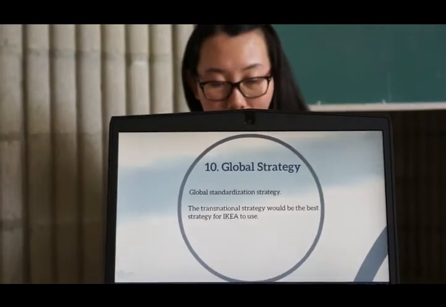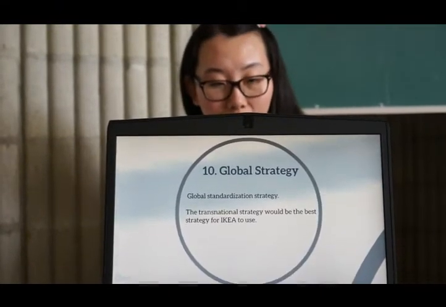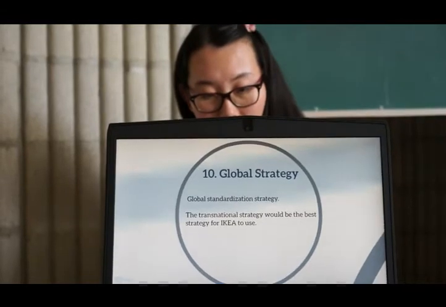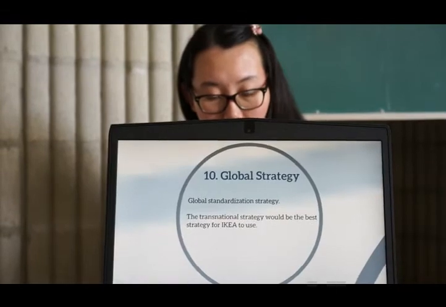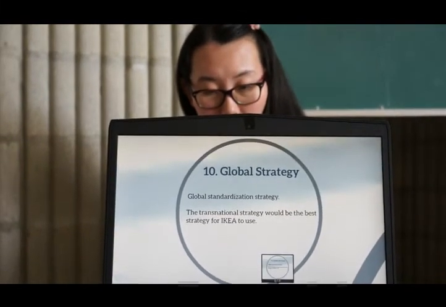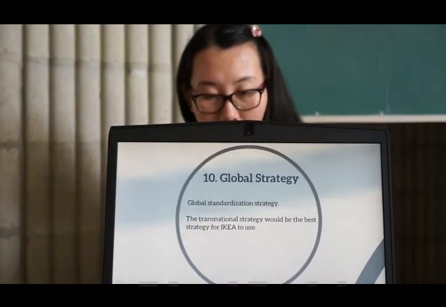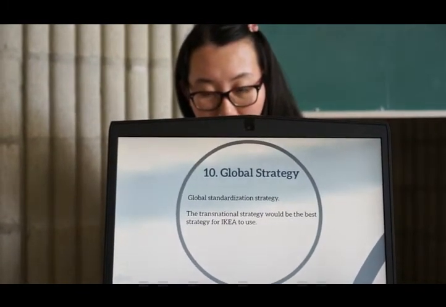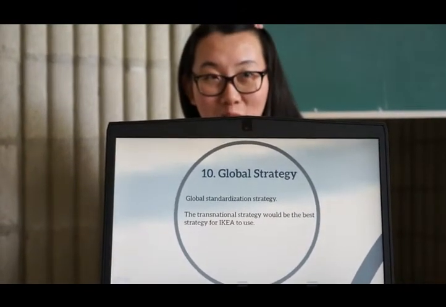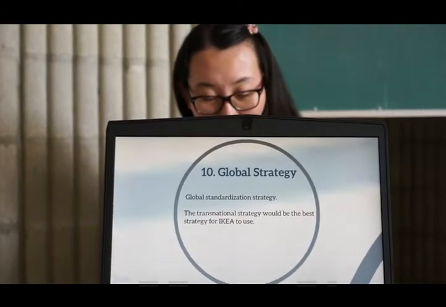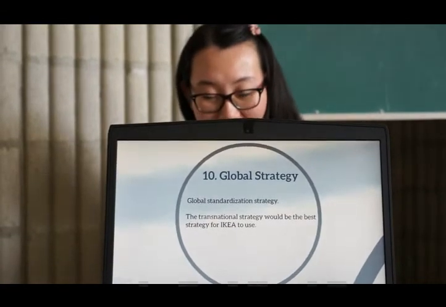In 1998, IKEA entered China. The first store was located in Shanghai. At that time, the global standardization strategy was not working. The price was still too high. Then IKEA transformed into using a transnational strategy. IKEA had to combine the benefits of localization strategy along with the benefits of the global standardization strategy. Using this strategy, IKEA found ways to produce at lower cost to cater to the people of China.